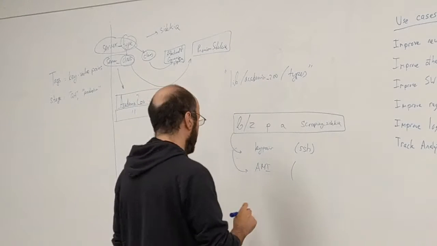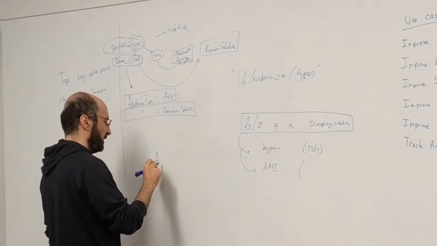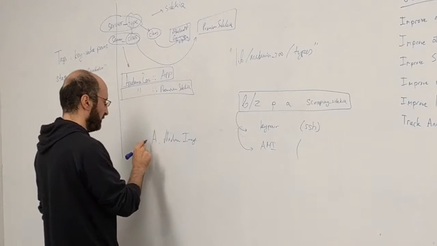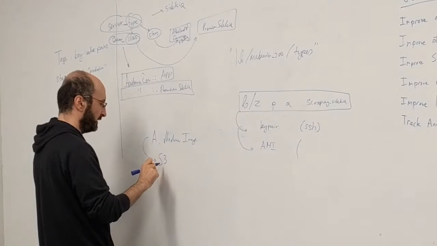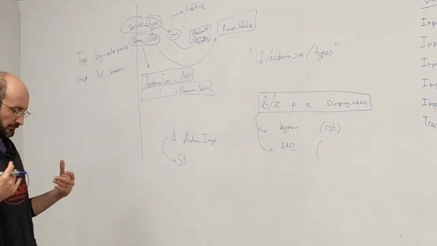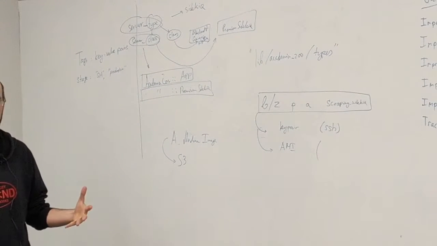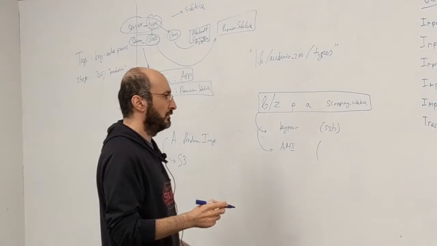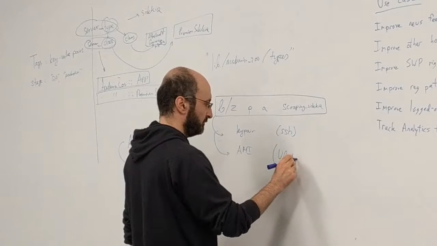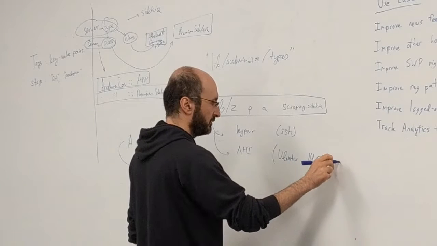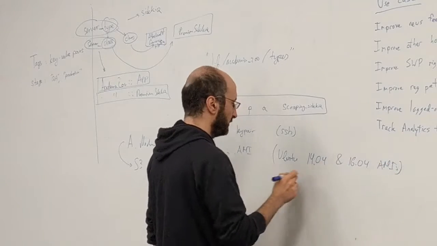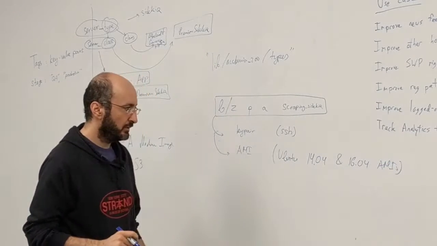So what's an AMI? AMI stands for Amazon Machine Image. AMIs are stored in S3 and are just the hard drive image of a virtual machine at the time of its startup. We use Ubuntu 14.04 and 16.04 AMIs. So what does this mean? Ubuntu is a particular Linux distribution that we run.